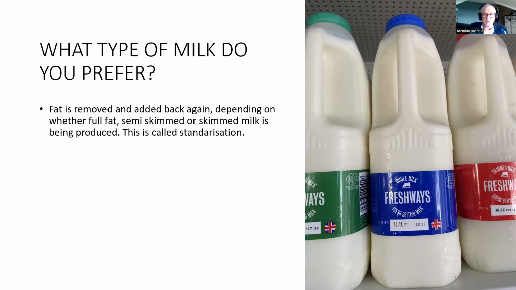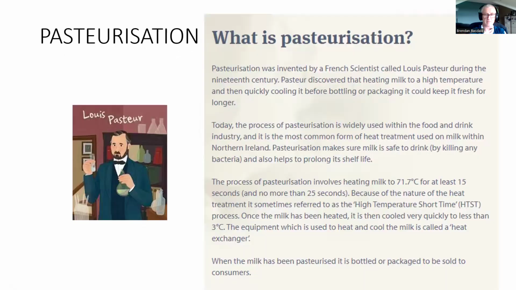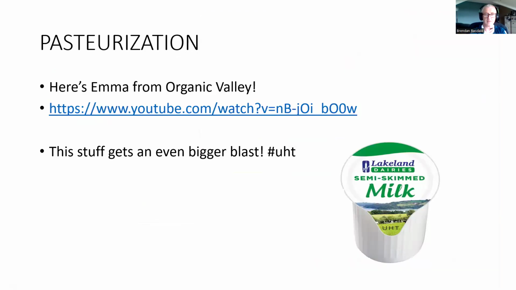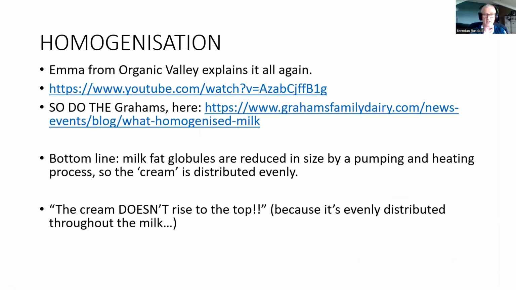Fat being removed and then added back in again is how we end up with either full fat, semi-skimmed, or skim milk. Okay. The big idea is pasteurization, and the bottom line is, what does that mean? Look at that third paragraph: heating milk to 70-odd degrees for at least 15 seconds. Now I think later on we'll come to another type of milk, but that's the big idea. You can even watch. Yes, UHT gets an even longer blast.